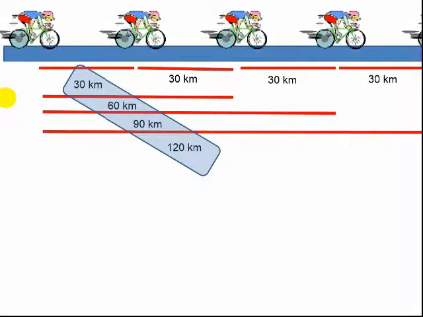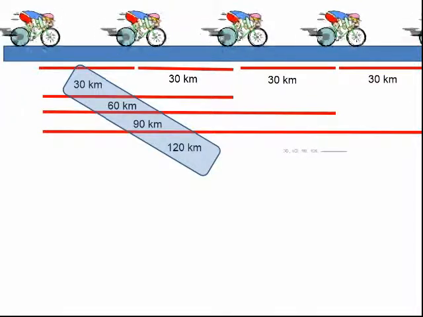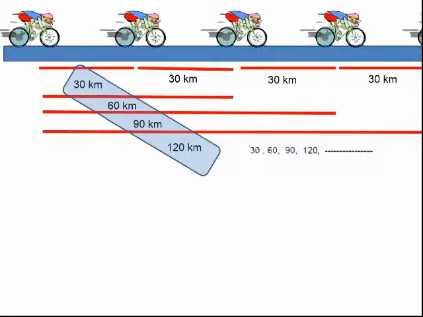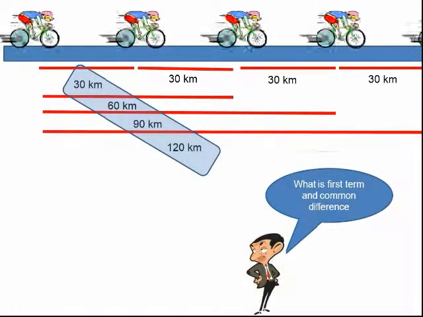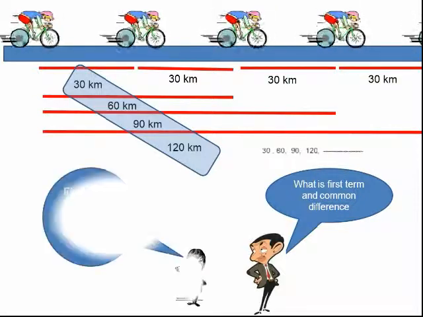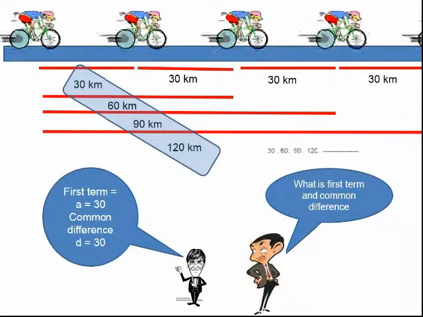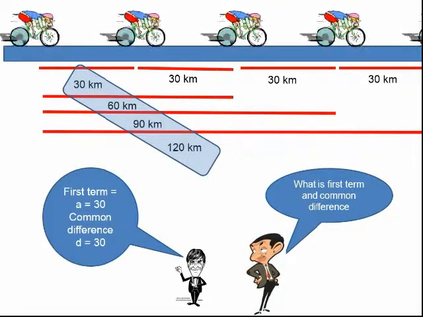Now we take only the numbers, leaving the unit, so the numbers are 30, 60, 90, 120, and it will be like that, so on. Here, can you tell me what is the first number and the common difference? Yes, the first term is 30. In 30, 60, 90, 120 and so on, the first number is 30 and it is denoted by A.